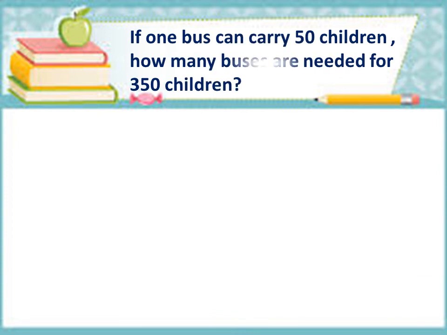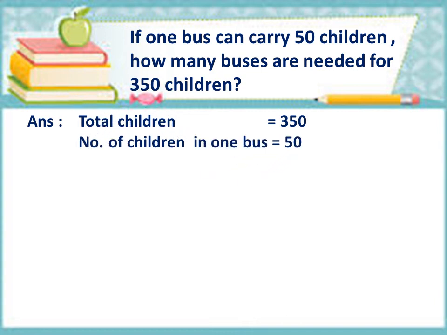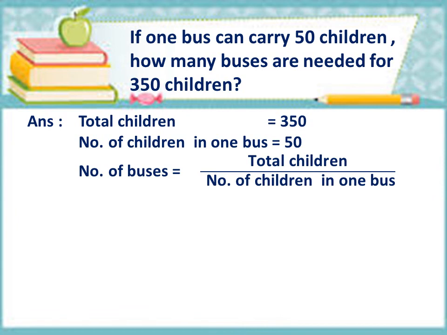Let us see the problem once again. If one bus can carry 50 children, how many buses are needed for 350 children? Total children 350. Number of children in one bus 50. We need to find the number of buses. Number of buses equals total children by number of children in one bus. We know that total children is 350 divided by 50.